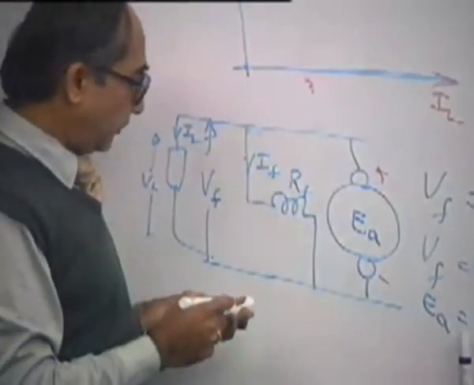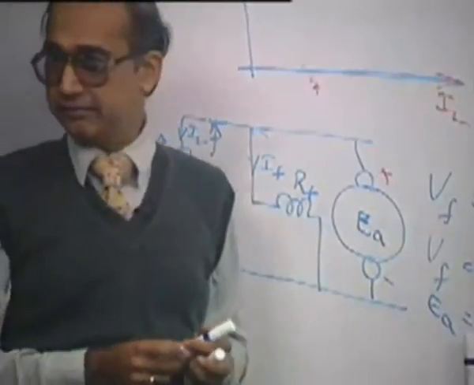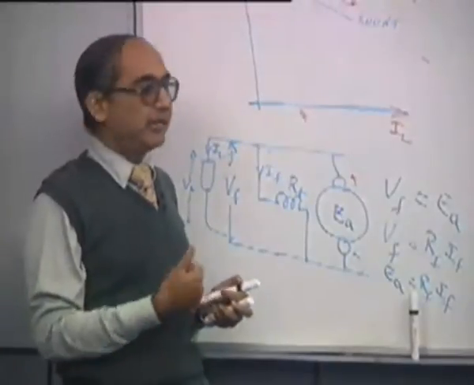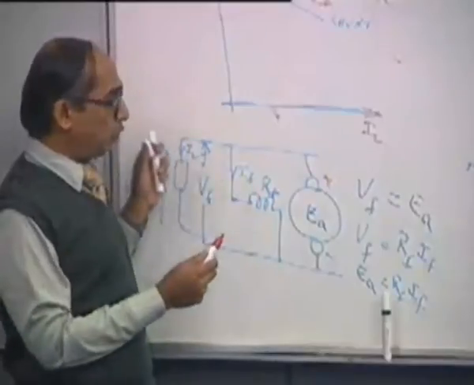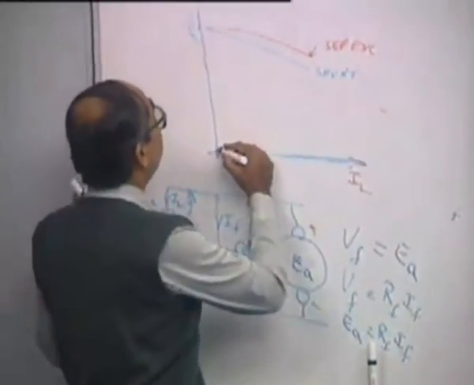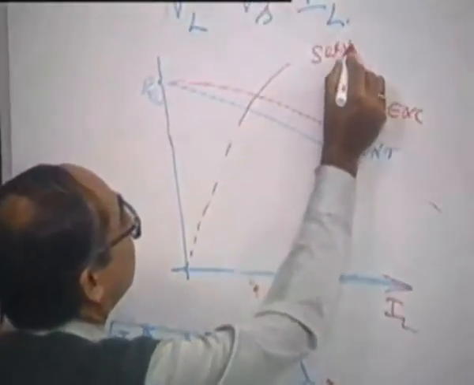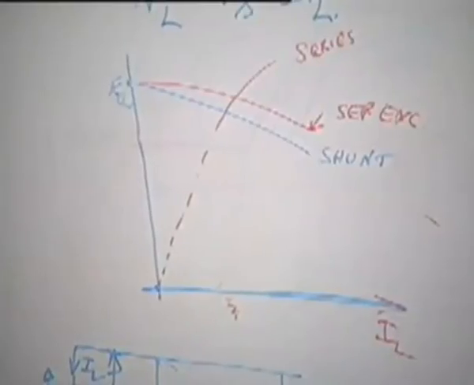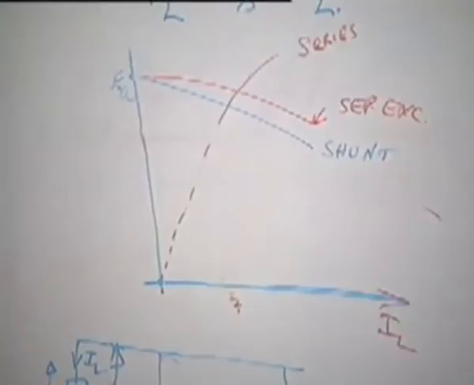Okay. Now, if series winding is also added, as we have seen, then typically the voltage due to series flux is likely to be like this. This is series, because series current means more flux at the same speed, so that will be the characteristic.